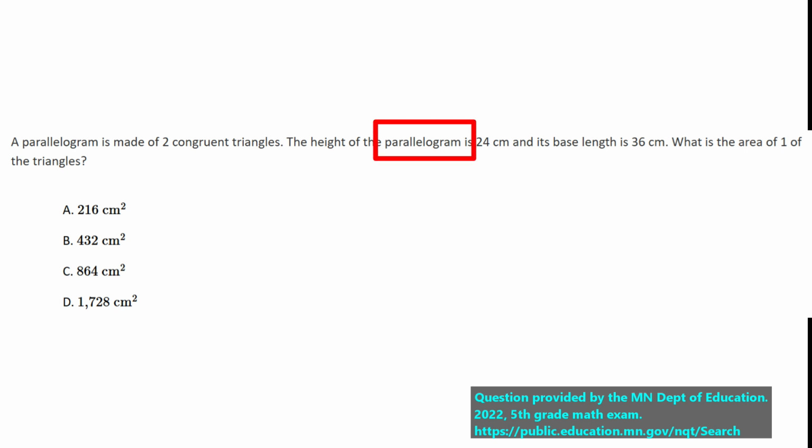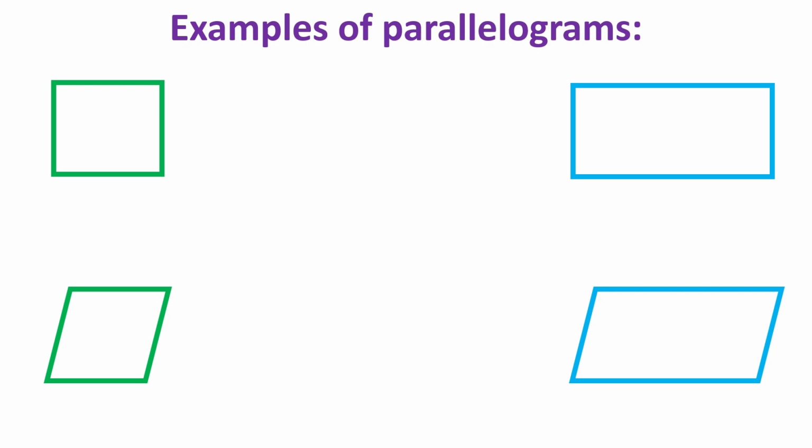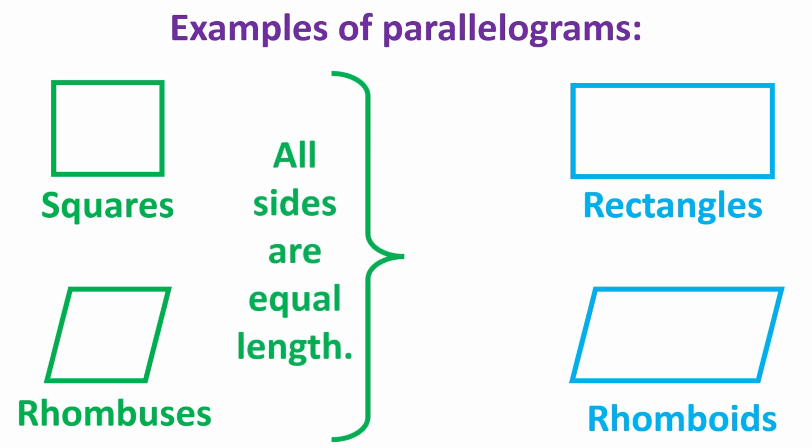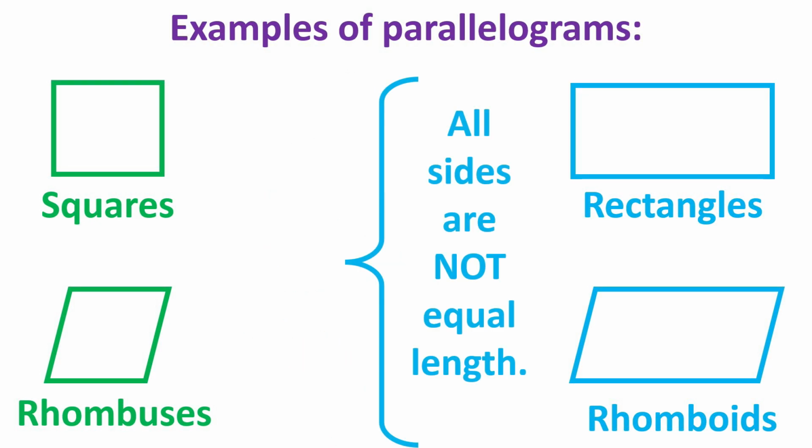To answer this question, we need to review what a parallelogram is. These are examples of parallelograms. There are squares, rectangles, rhombuses, and rhomboids. A square is made of 4 sides that are all equal length to each other. Likewise, a rhombus is made of 4 sides that are all equal length to each other. In contrast, a rectangle has sides that are 2 different lengths. Likewise, a rhomboid is made of sides that are 2 different lengths. That means the sides of rectangles and rhomboids are not equal length.